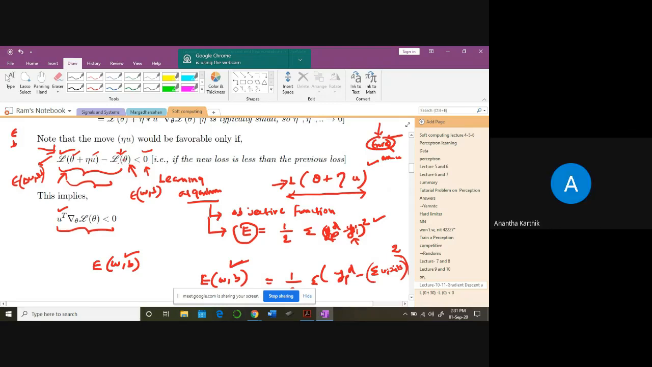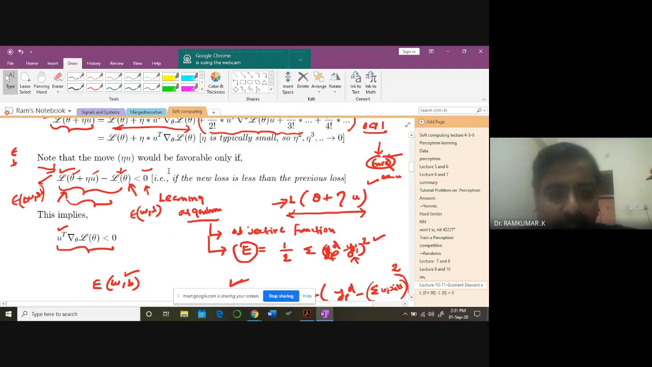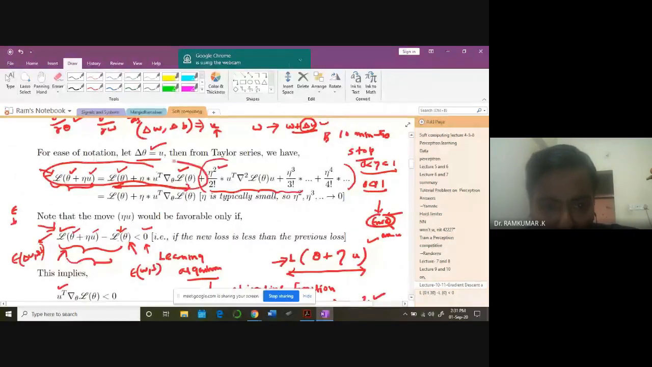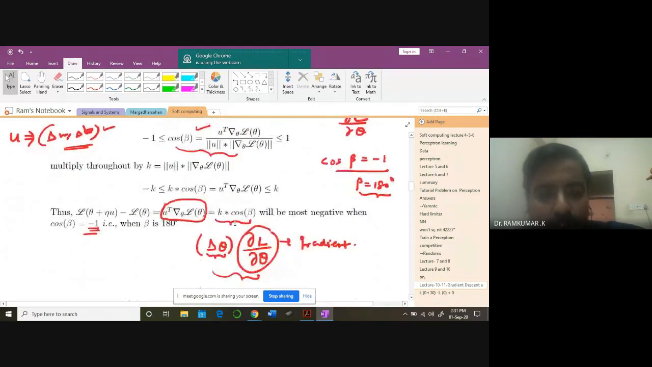So this condition will be satisfied only when this dot product is negative. Then only you can satisfy L of theta plus learning rate times u minus L of theta will be less than 0. If this is negative, I can get it satisfied because you can directly see that. Are you getting the point? It will reduce some amount. Yeah, good.